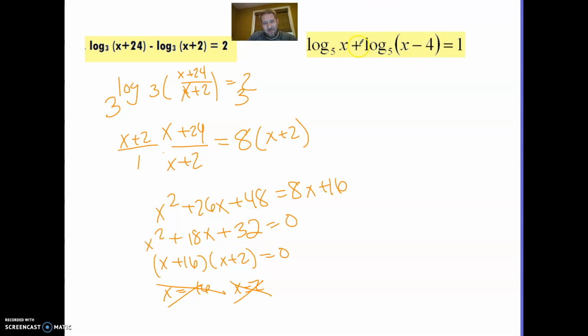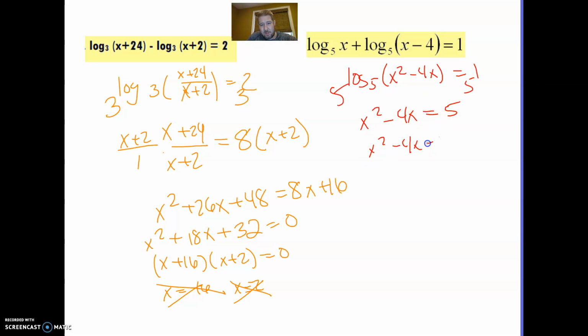So the next one, we have a plus, which means it's multiplication. So we've got to condense this down. So 1 log base 5 of x times x is x squared, and x times negative 4 is negative 4x, equals 1. Then I'm going to exponentiate that to a base of 5. So this cancels out. I'm left with x squared minus 4x equals 5 to the first power, which is 5. Subtract 5 from both sides, set it equal to 0, and that gives me this. And then I'm looking for, it looks like, this and this. Negative 5 times 1, and negative 5 plus 1 works. All right, so this answer ends up being 5, and this answer ends up being negative 1.